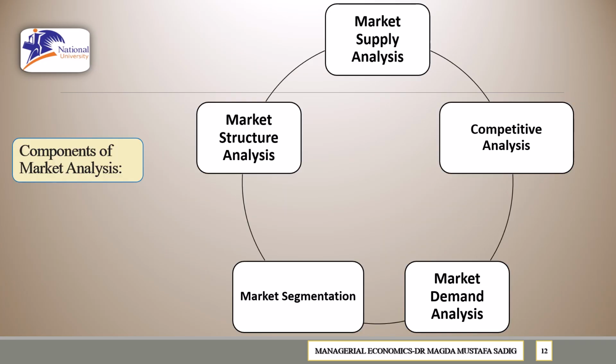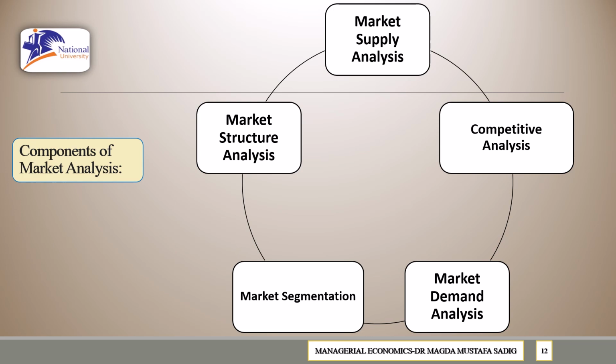Components of market analysis. Market analysis consists of several interconnected components. These include market demand analysis: understanding customer demand, how much customers want to buy, factors influencing demand, demand forecasting. We have also market supply analysis: understanding producers, production capacity, availability of goods, and suppliers' behavior. We have competitive analysis, which studies competitors, their products, pricing, market share, innovation, and strategies.